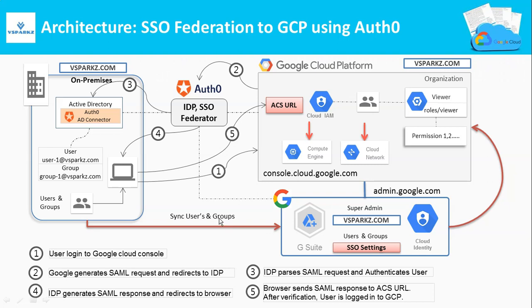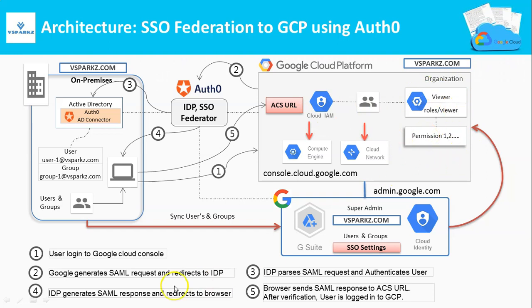This is the architecture of SSO Federation using Auth0 to Google Cloud Platform. Here Auth0 as an IDP is linked to the on-premises Active Directory using the Auth0 AD connector. Before Federation, you have to set up the prerequisites. A few are: you need to sync your on-premises users to the Google Cloud Organization or Google Cloud Admin Console, and provide proper Cloud IAM permissions to the users or groups in the Google Cloud platform.